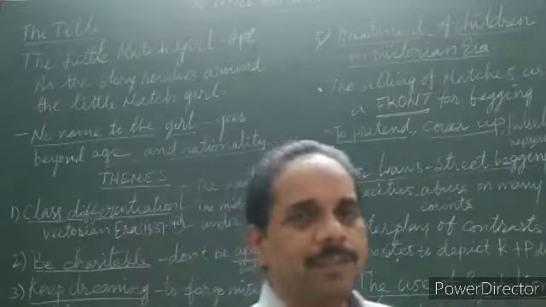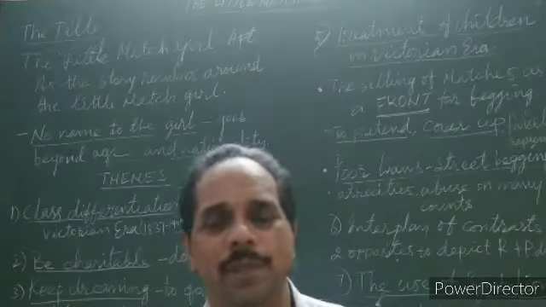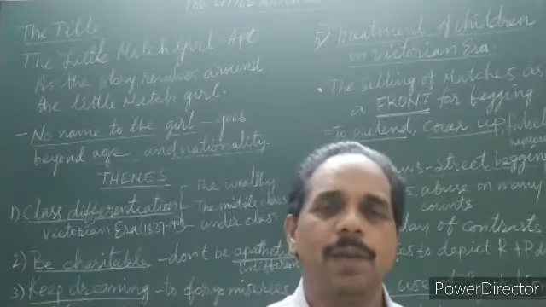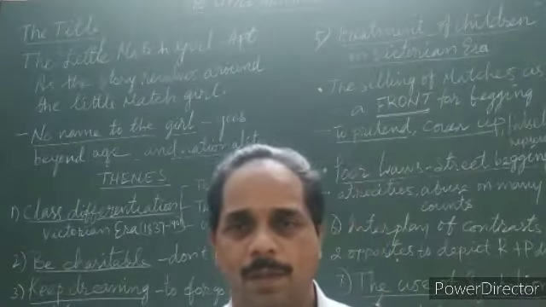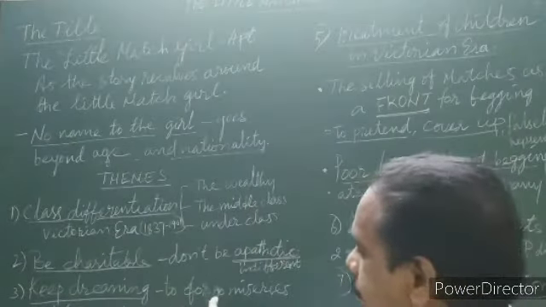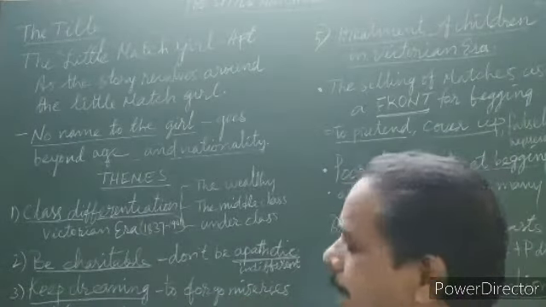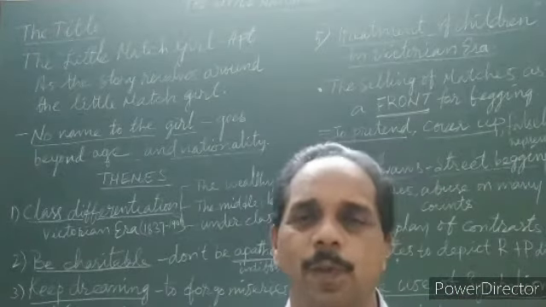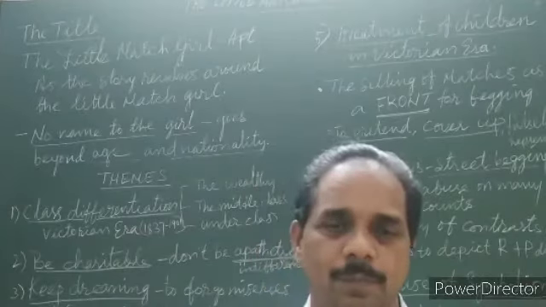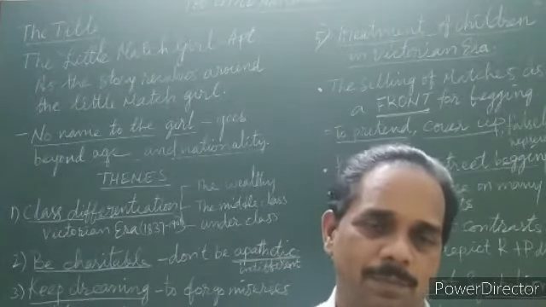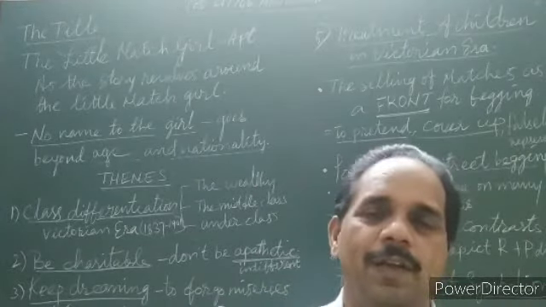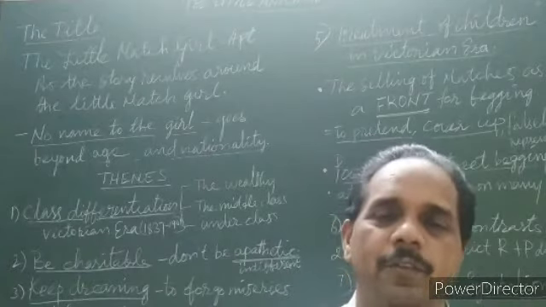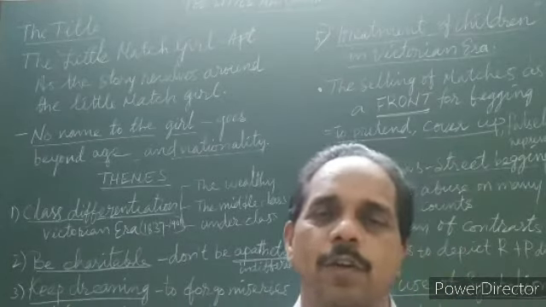The third theme is keep dreaming. Children should keep dreaming. What is the advantage of dreaming? It will help you to forgo your miseries. It will help you to forgo your sorrows, miseries, difficulties. When children have these difficulties, they should start to imagine.